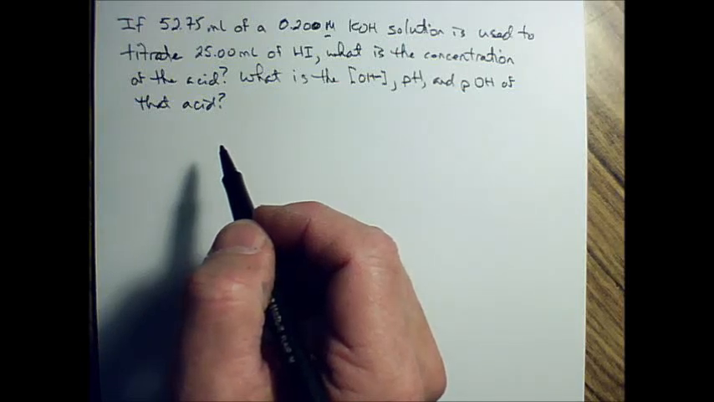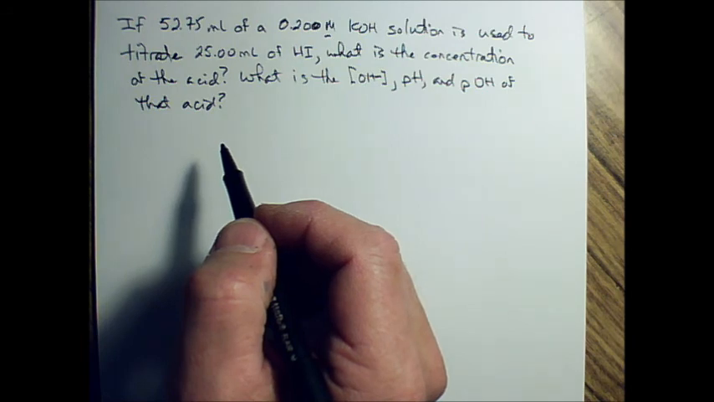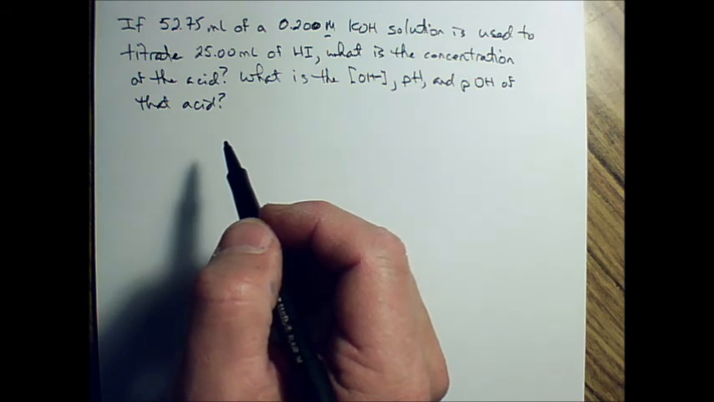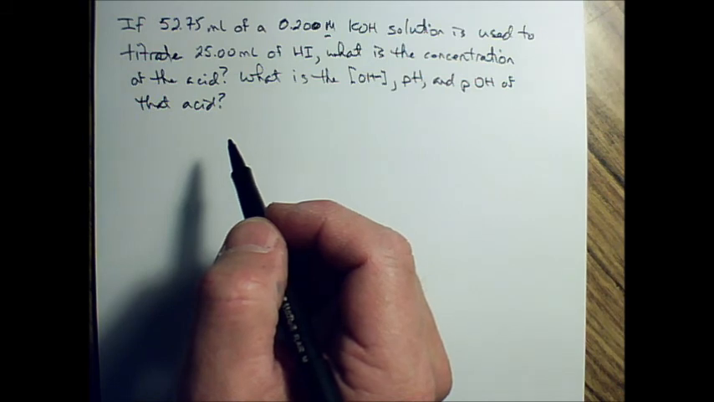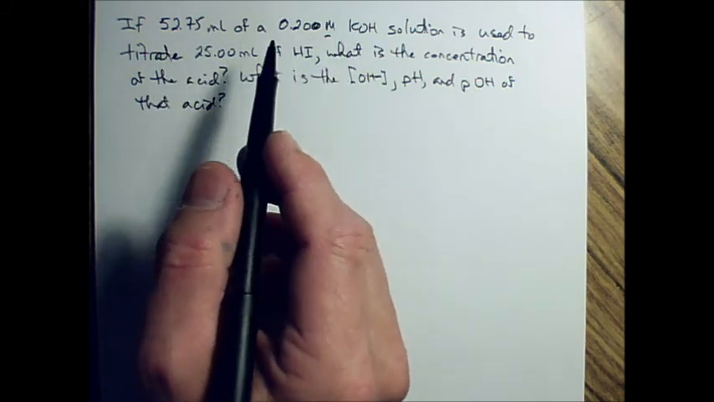All right, what I told you previously is your starting amount. Yes, it goes over 1, but your starting amount is always the species whose concentration and volume you know. Right, we know both the amount and concentration for KOH.